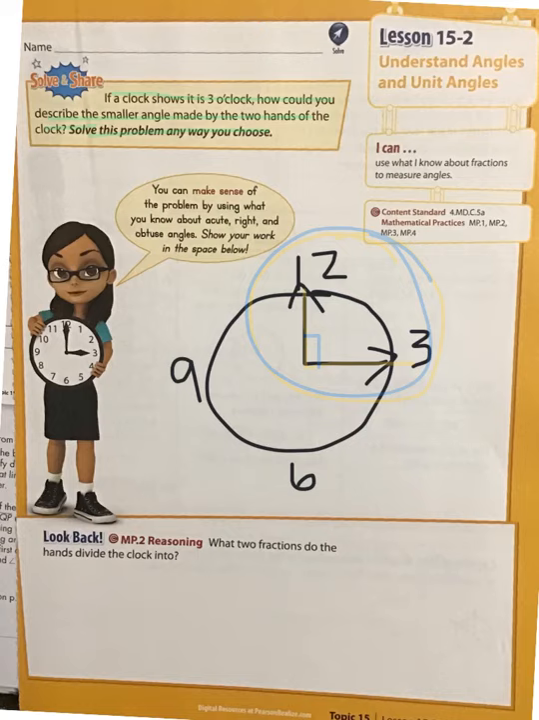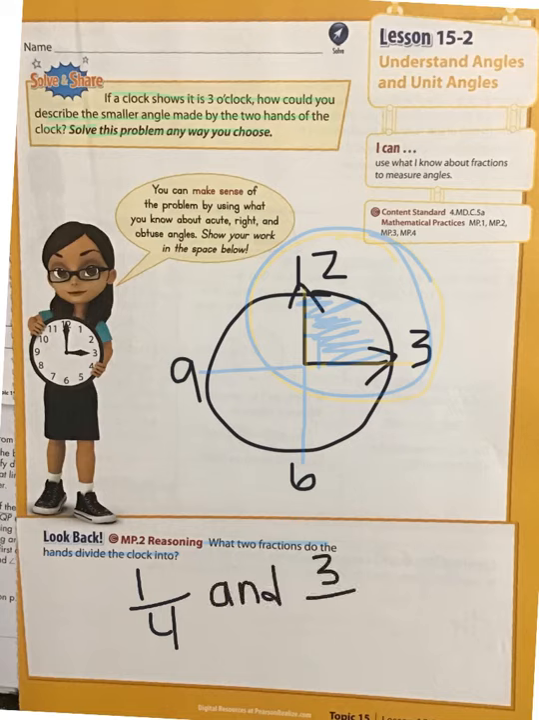At the bottom, it says, what two fractions do the hands divide the clock into? Well, if we look at this part of the clock right here, and if I color it in, and I'm going to draw an invisible line on both sides, the blue that's colored in would be 1/4, and the rest of the clock that's not colored would be 3/4. So those would be my two fractions.